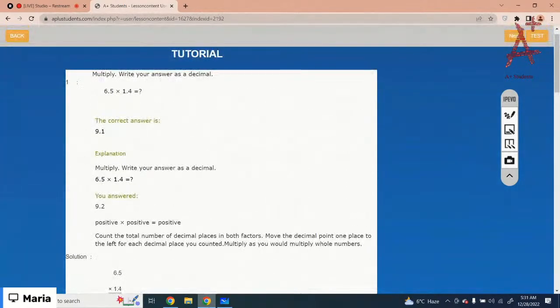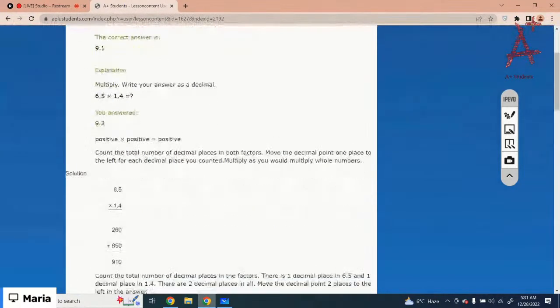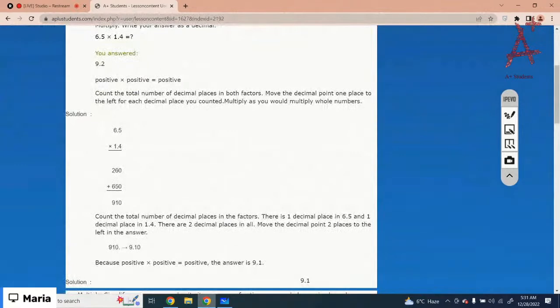Okay, you have to do 6.5 times 1.4. You are going to multiply two decimal values. So you have to count the total number of decimal places in both factors. Move the decimal point one place to the left for each decimal place. You count it. Got it? Both are 6.5 and 1.4. So there is one decimal place in 6.5 and one in 1.4, so they have two decimal places. Got it? So just multiply like we multiply whole numbers.